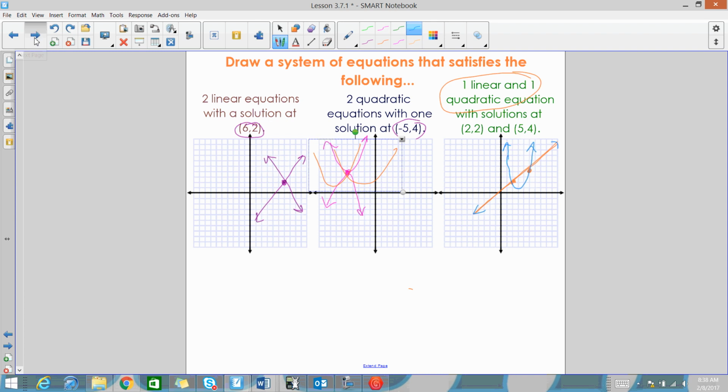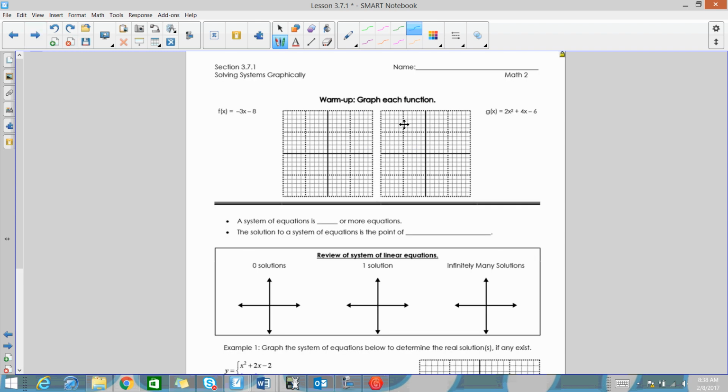So the sub should have passed out this sheet right here, okay? What I like about this sheet is that you're going to practice graphing actual linear and quadratic equations. So pause the video again, and I want you to do these top two on your own, and then see if you get the same as me. All right, here we go.